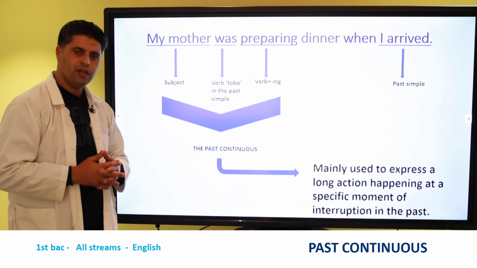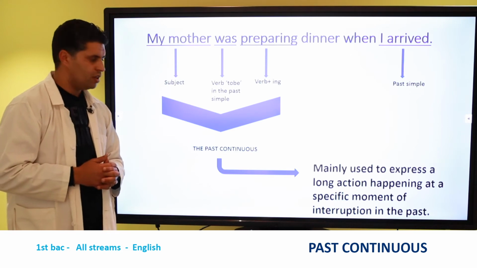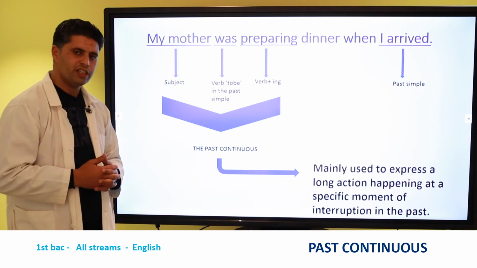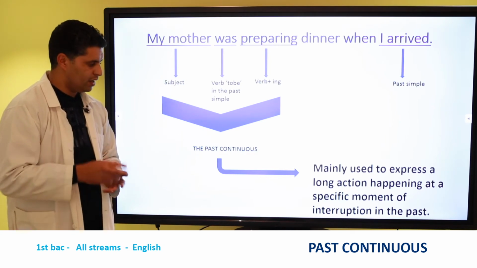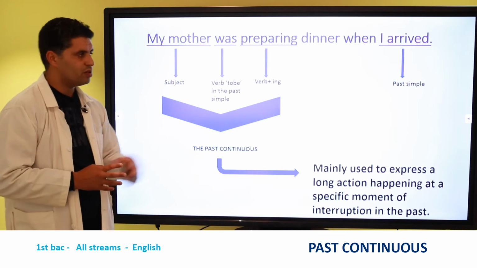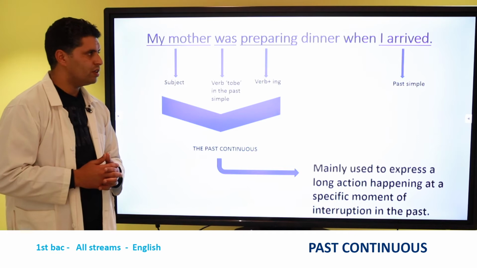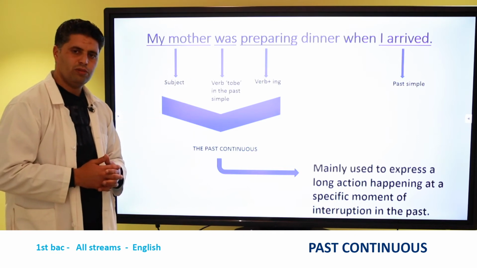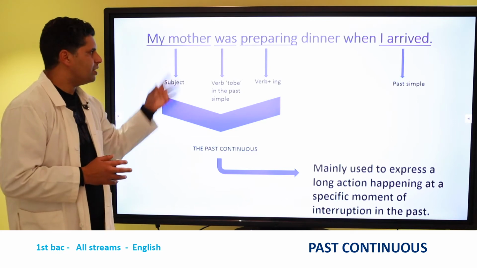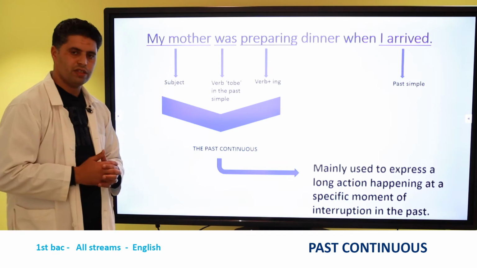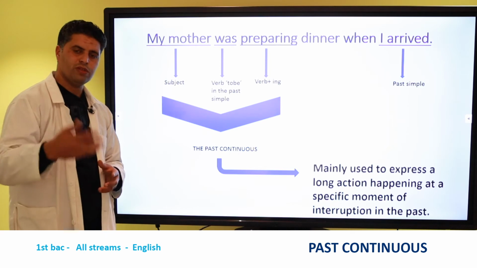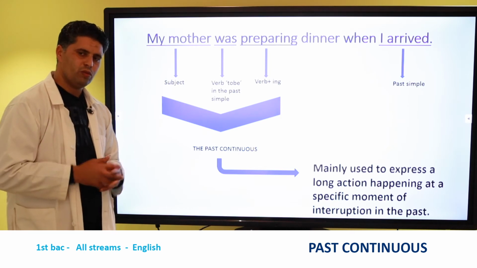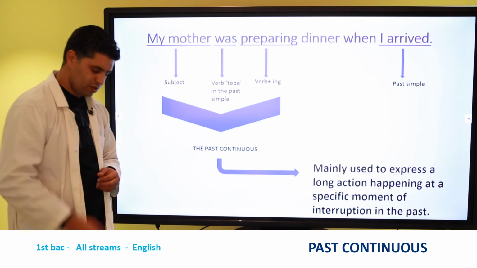So here I can use the past continuous to express a long action happening at a specific moment of interruption in the past. So here we have a moment of interruption. Which moment? It is the moment of the boy's arrival. At this exact moment, the mother was preparing dinner, as you can see here. So this is the main use, and of course we have other cases. We're going to see other examples to understand when exactly we use the past continuous.